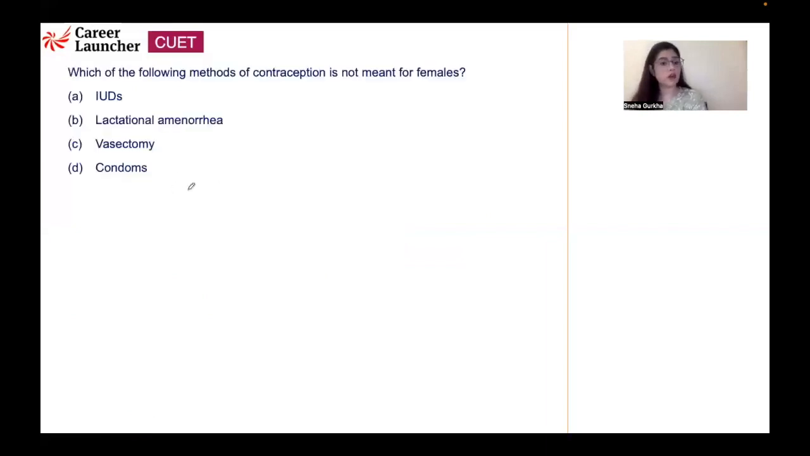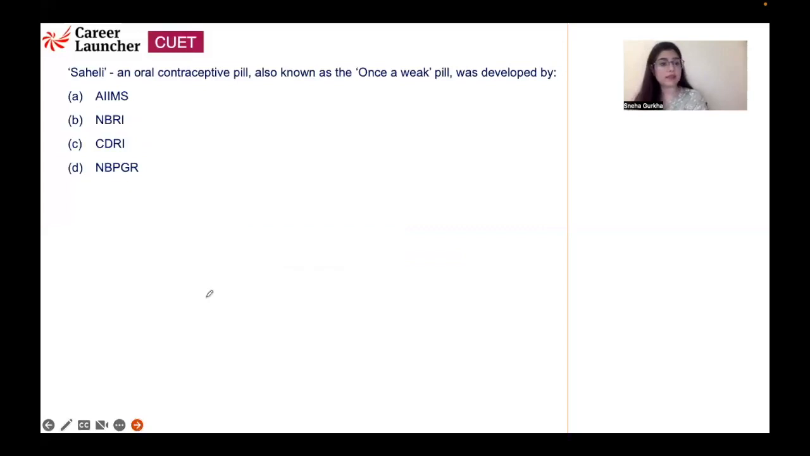Next, which of the following methods of contraception is not meant for females? Intrauterine device is meant. Lactational amenorrhea, yes. Condoms, yes. Vasectomy is not meant for females. It's a surgical process for males, not for females. So option C is correct. Next, Saheli, an oral contraceptive pill, also known as the once-a-week pill, was developed by CDRI.